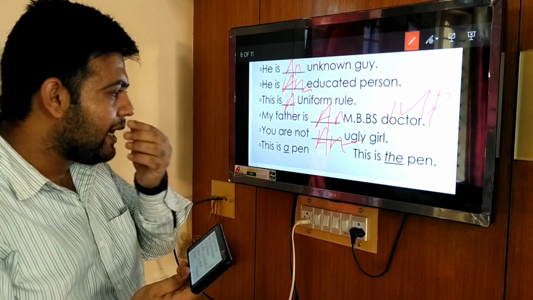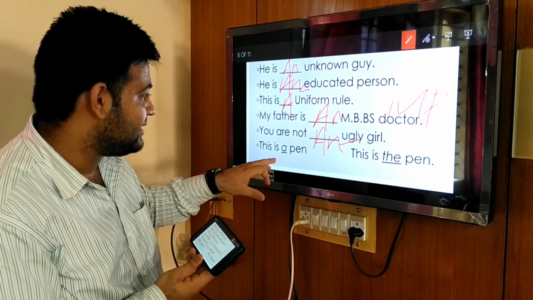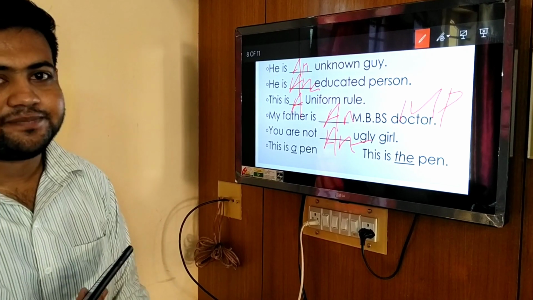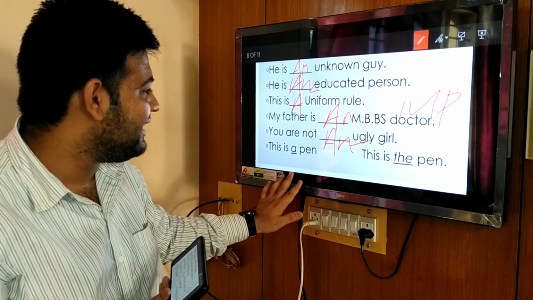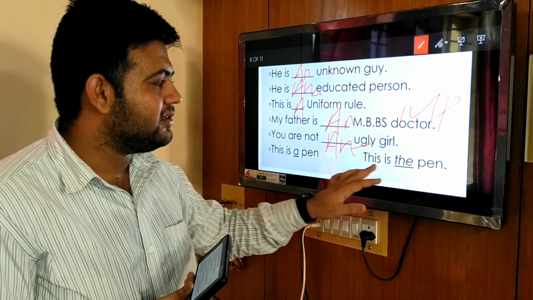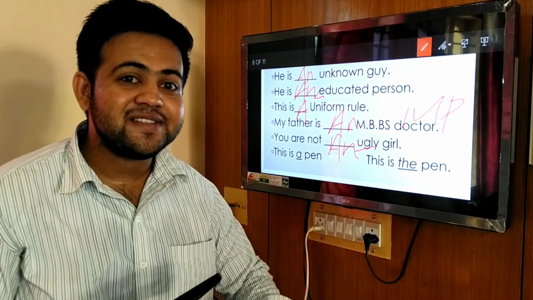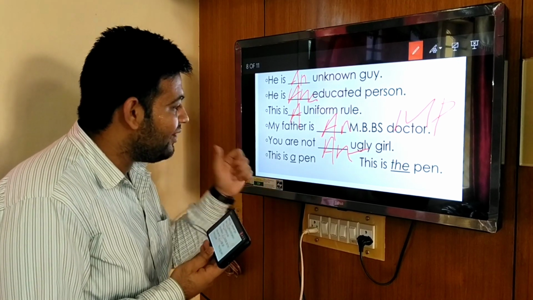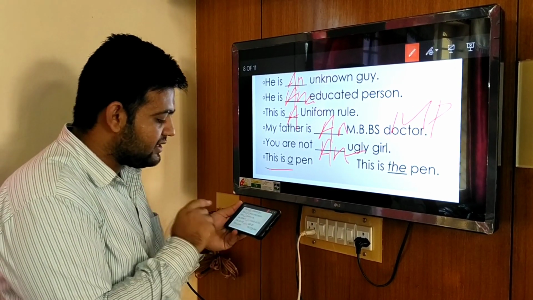Last time I got one confusion in this example. This is a pen. This is the pen. Which one is the right example? Can you tell me? This is a pen, or this is the pen? I will say both are right. Because this is a pen, when we are talking about this example, this is a pen.